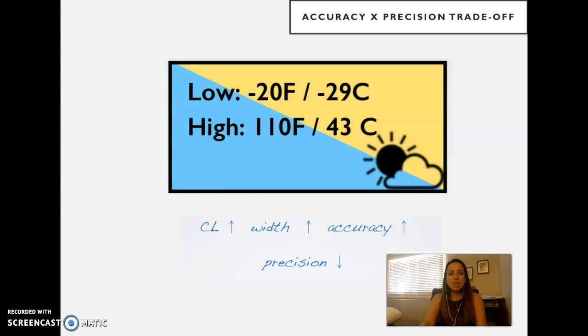Okay? So this is it for the computation of confidence intervals. We'll come back next to finalize and give some examples of how to apply that.